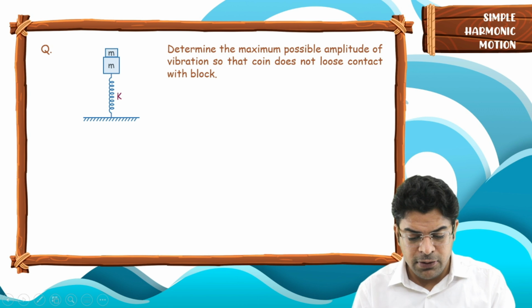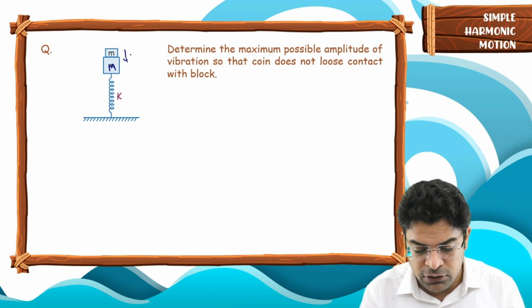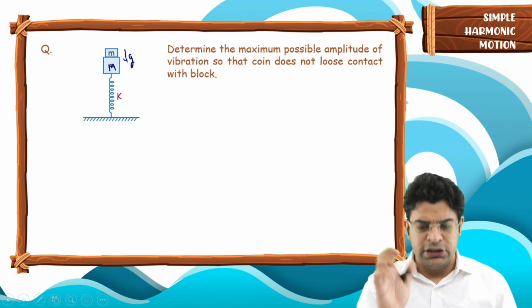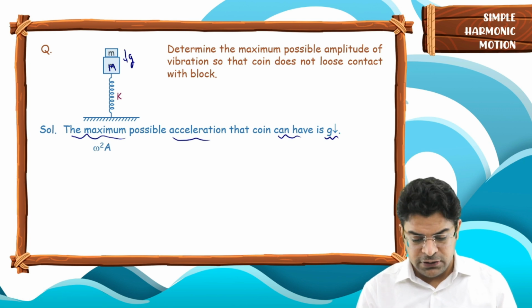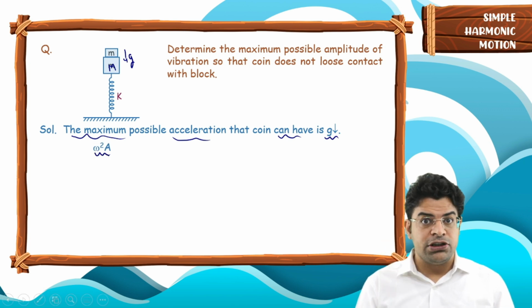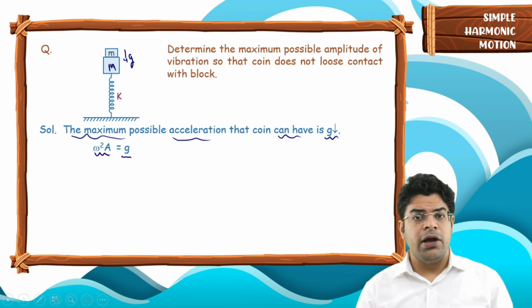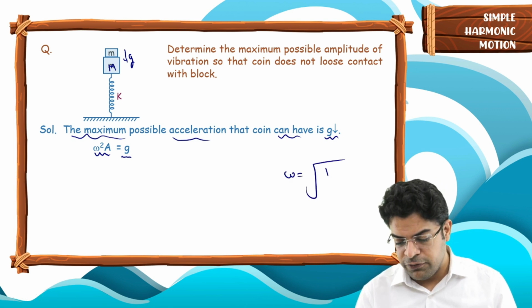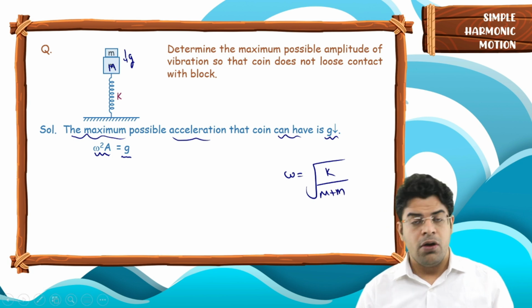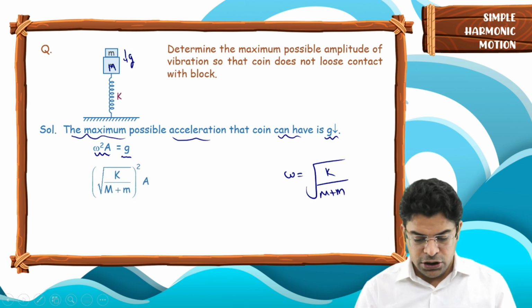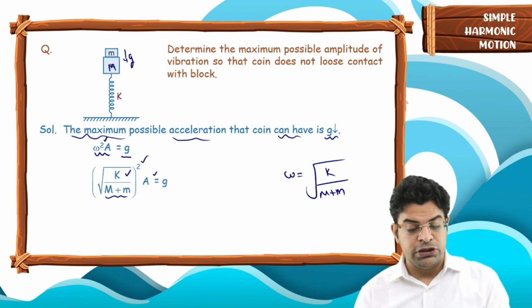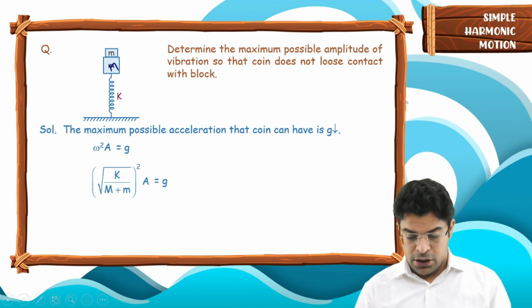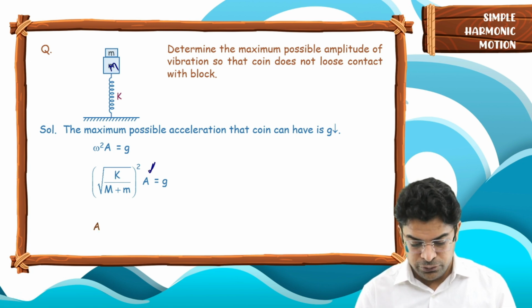So the maximum possible acceleration that this coin can have in the downward direction is g, and now we will use the same thing. Just write omega squared a, the maximum possible acceleration, equals g. Now in place of omega, you can write under root of k by the mass of the system, the overall mass of the block plus the mass of the coin. So you will get (k by (M plus m)) into a equals to g. Once you have written this, game over. Now you can say a equals g into (M plus m) by k.